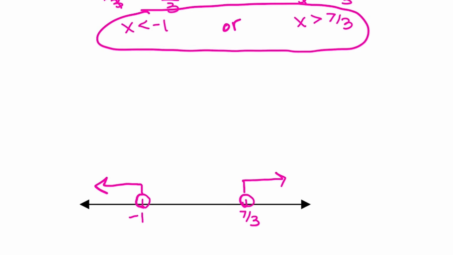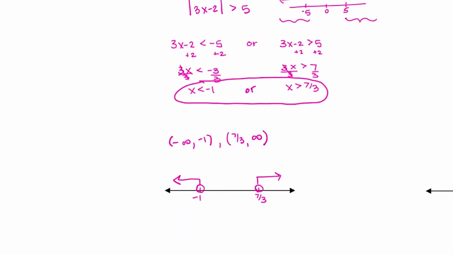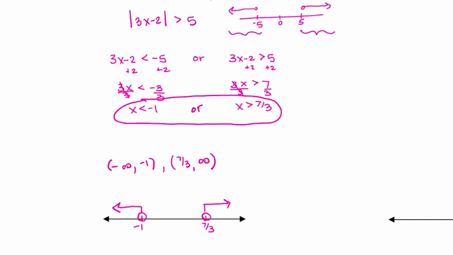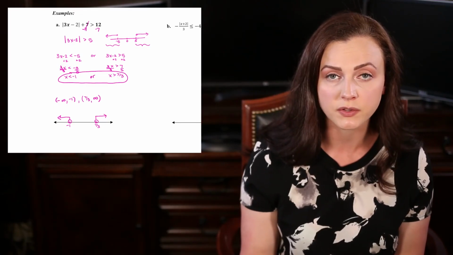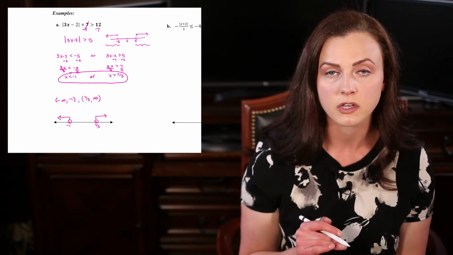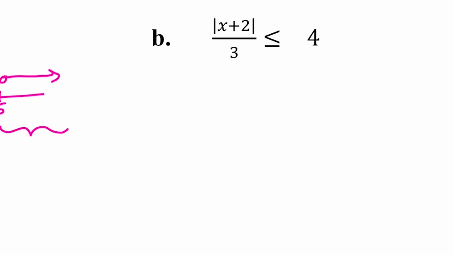You could also do your answer in interval notation, which would be -infinity to -1, and then 7/3 to infinity. So those would be your intervals. So that's an example of greater than. If you had a greater than or equal to, the only thing that would change here is the circles would be closed.